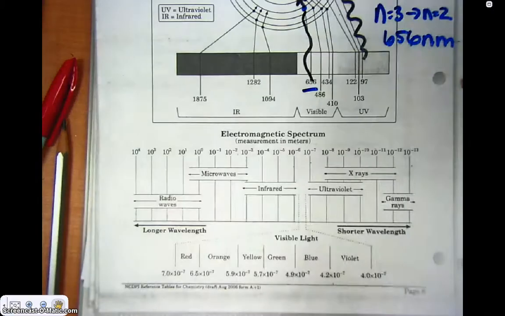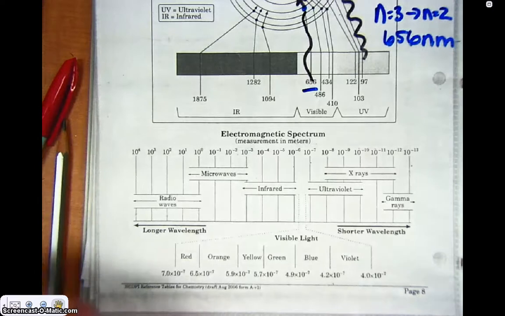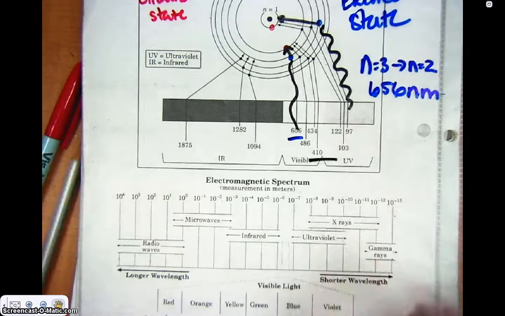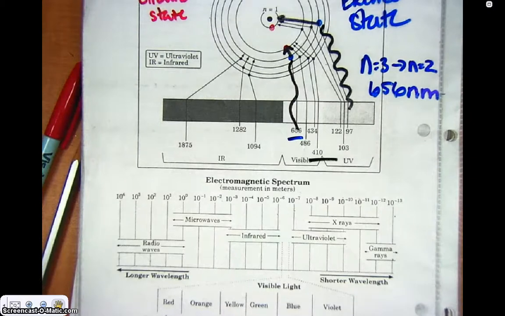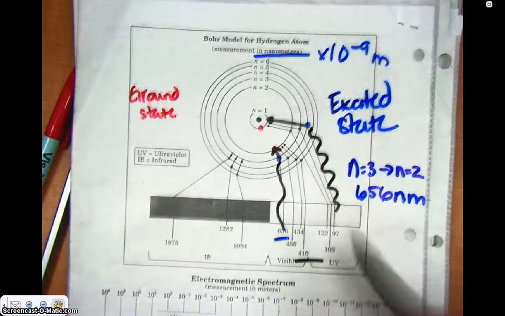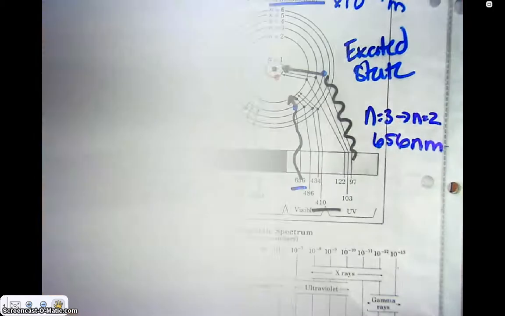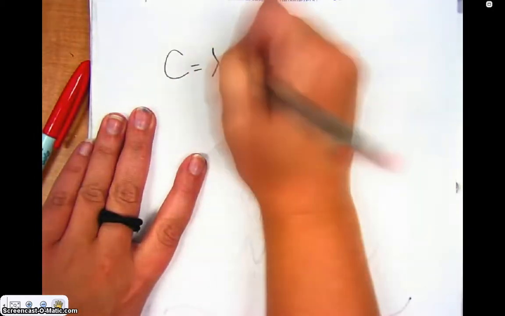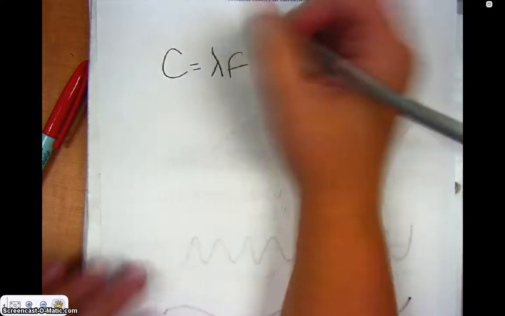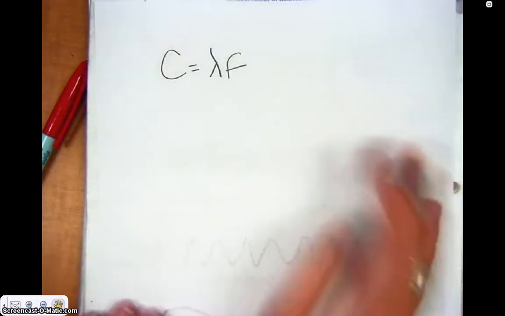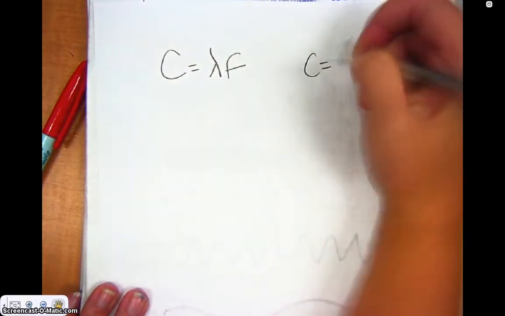All right, so let's just look at our Bohr's model here, and we're just going to pick one. Let's pick 410. Now remember, that is in nanometers. And this is the wavelength. So let's calculate the frequency. So c is equal to wavelength times frequency. c is the speed of light. It is always the same. It's never going to change. It will be provided to you on any test that you are asked to perform a calculation.